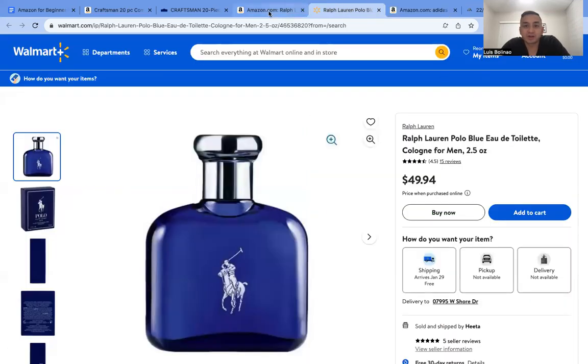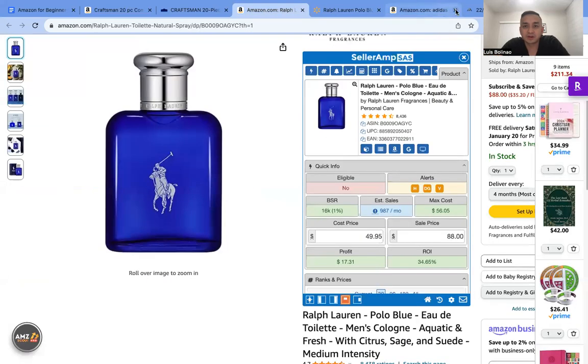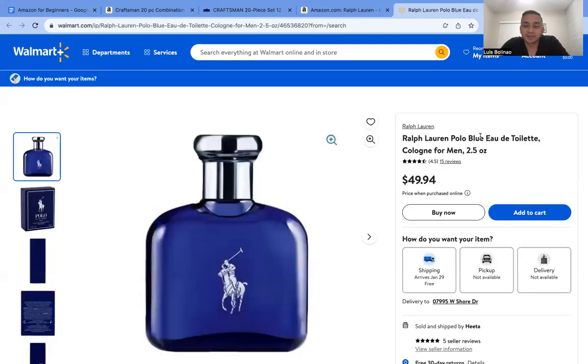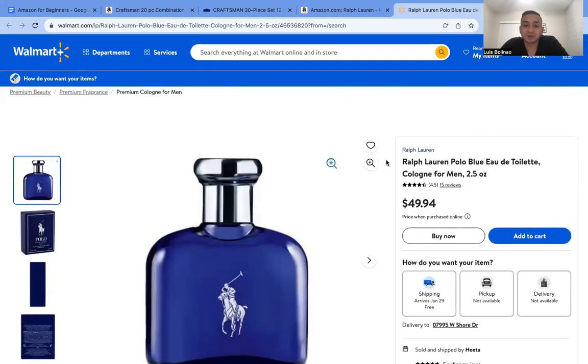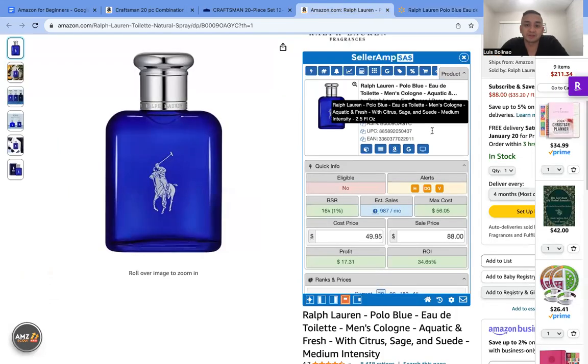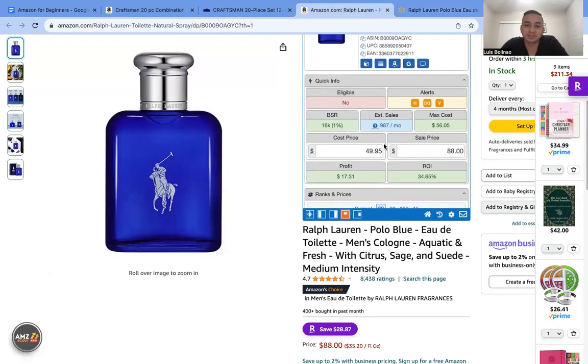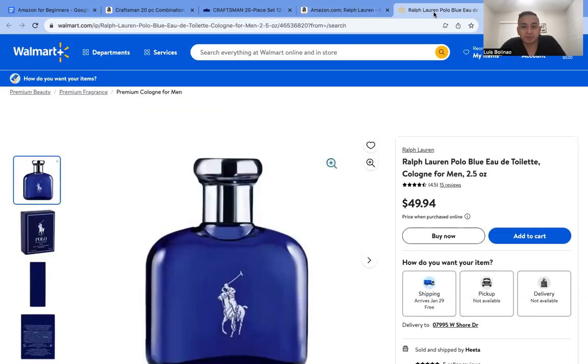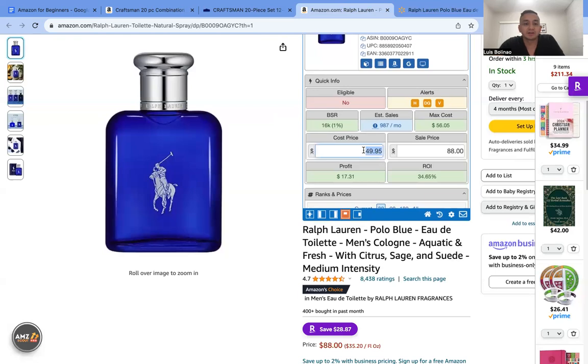So here, let's look at this product. This product is from Walmart. The price of their product is about 50 bucks. What we usually do as Amazon sellers is we plug in the price here under cost. So we plug in $49.94 right here. And then the sale price is going to be the Amazon sale price.